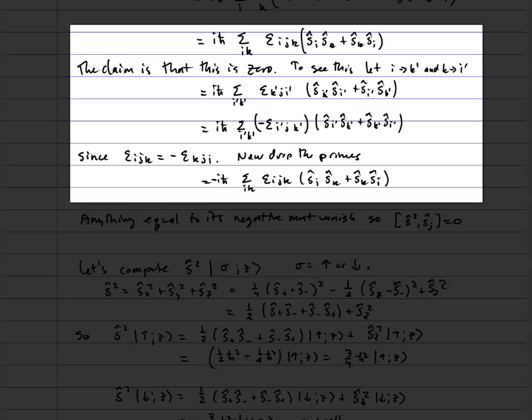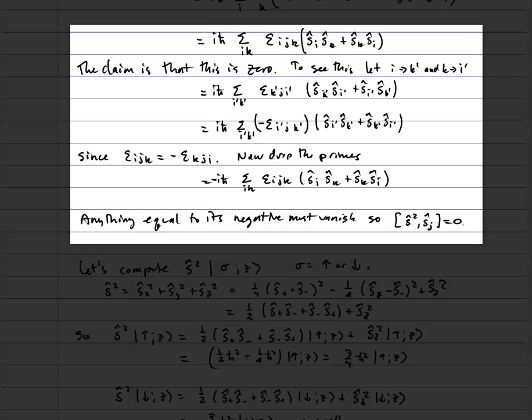And now we just drop the primes. They're dummy indices after all, so I'm going to get minus i h bar sum over ik epsilon ijk (Si Sk plus Sk Si). You can see that's the opposite of the thing that we started from. That means that this function is equal to minus itself. Now, the only thing that's equal to its negative is 0. So that means that S squared commutator with Sj is equal to 0.